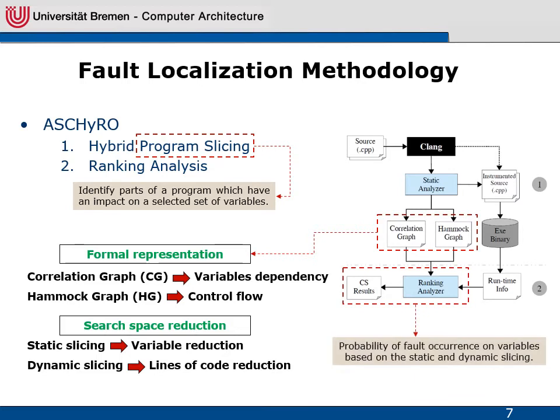In the second phase, results of the static and dynamic slicing are combined to create a confidence score for each variable of the designs and a reduced set of lines of code. The confidence score is calculated based on two parameters, which are the probability of fault occurrence on a variable derived from the static and dynamic slicing.